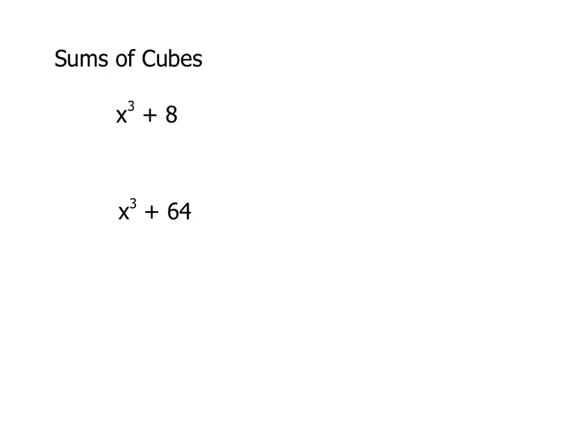So the first one that we're going to factor is x cubed plus 8. So first of all, notice that x cubed is a perfect cube, 8 is a perfect cube. So right away, my initial inkling is that when I factor it, it's going to factor to x plus 2 times something. Because I know there's going to be an x plus 2 factor just because of the x cubed and the 8.